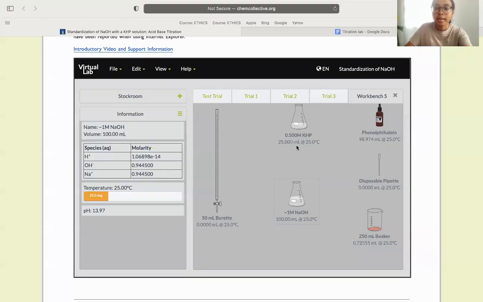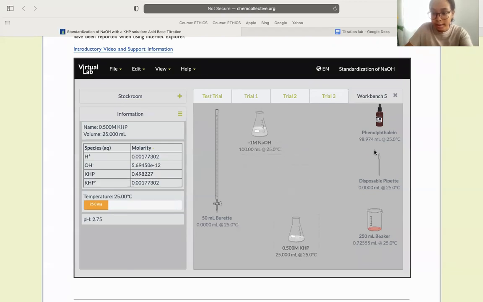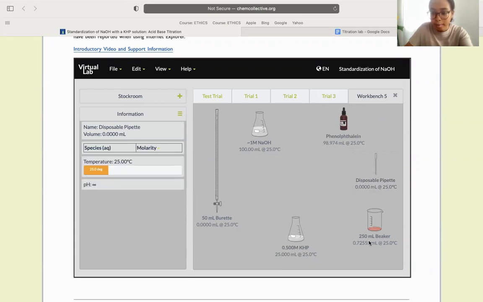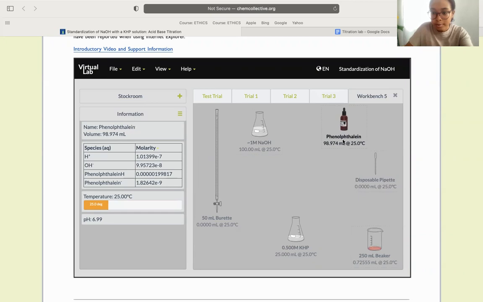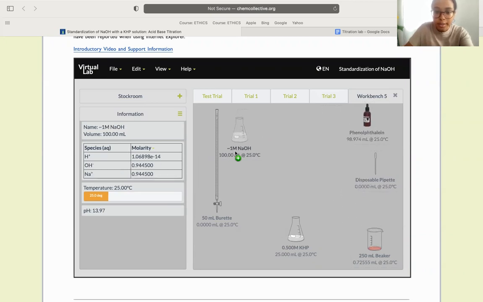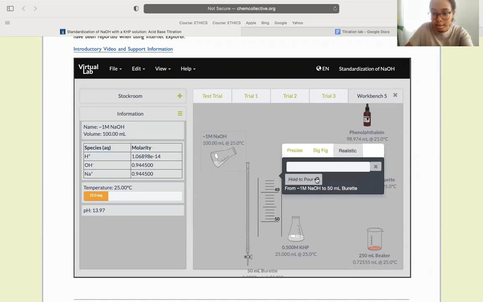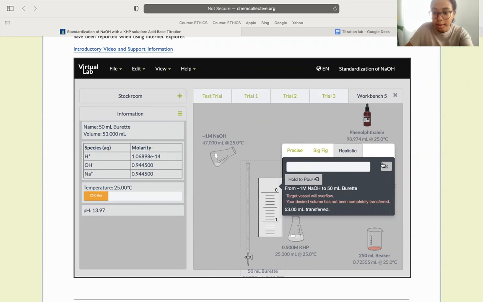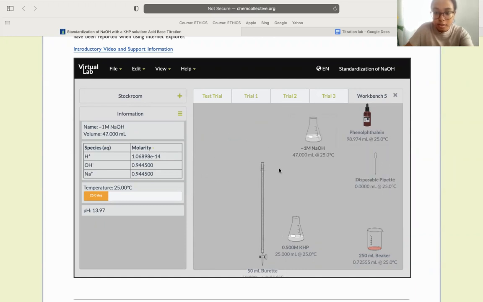To start off with, I have my 50 milliliter burette, my KHP solution, my sodium hydroxide solution, and my acid-base indicator, which is phenolphthalein, a disposable pipette, and a beaker. I already poured some of the phenolphthalein inside of this beaker. I'm going to first pour the sodium hydroxide into the burette until it's completely full. So that is 53 milliliters.